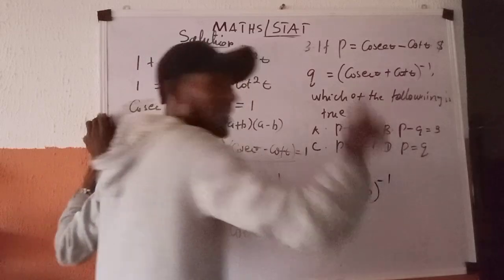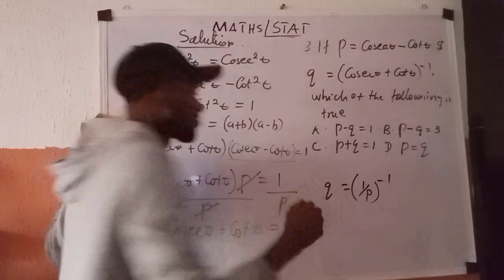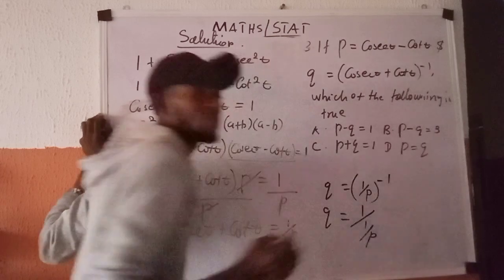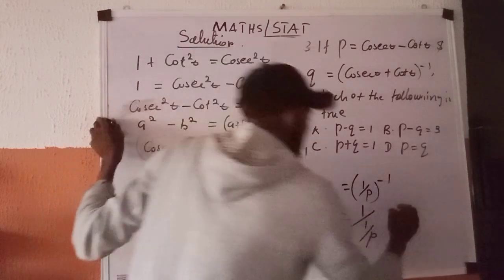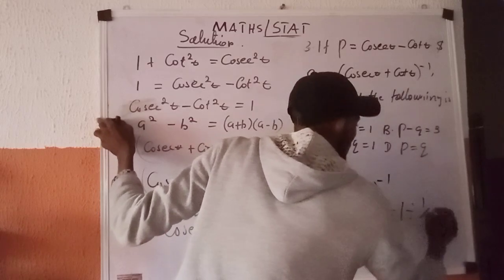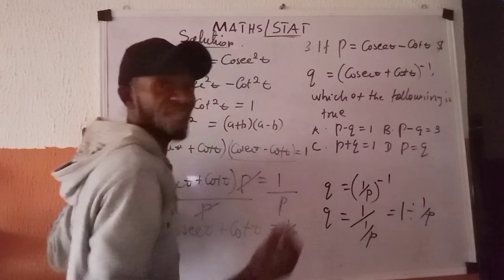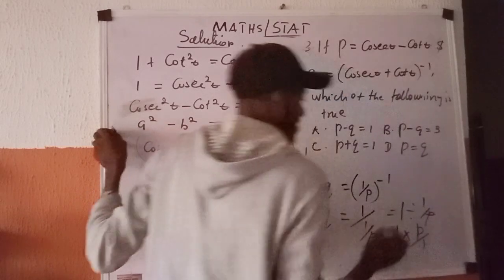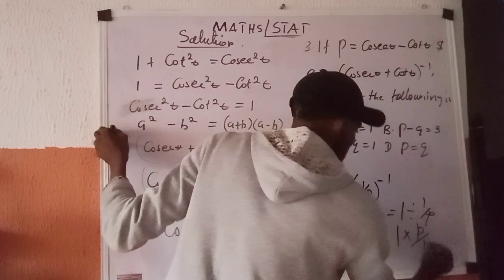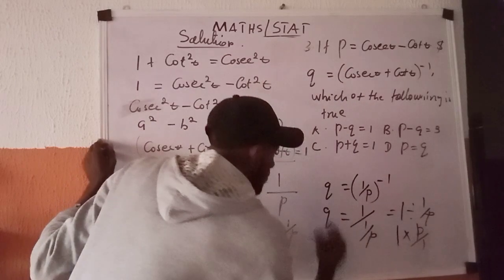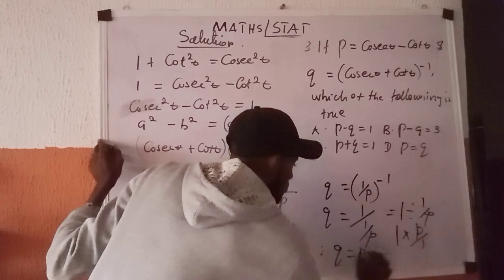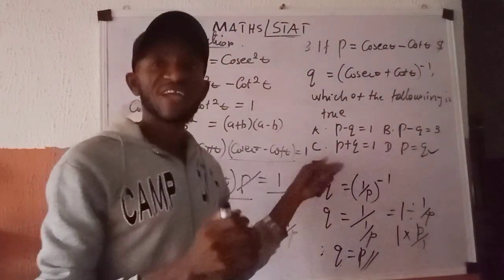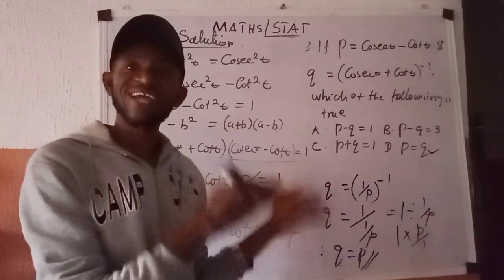And of course, we know that anything raised to power minus 1 means 1 over that. So my Q is equal to 1 all over 1 over P. And 1 over 1 over P means you are saying 1 divided by 1 over P, because this line is a division sign. Then this becomes 1 multiplied by P all over 1. And 1 times P is P, P divided by 1 is P. Therefore, your Q is equal to your P. So our answer is D.